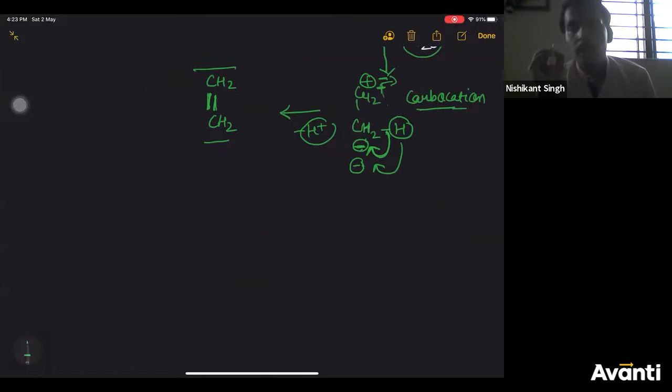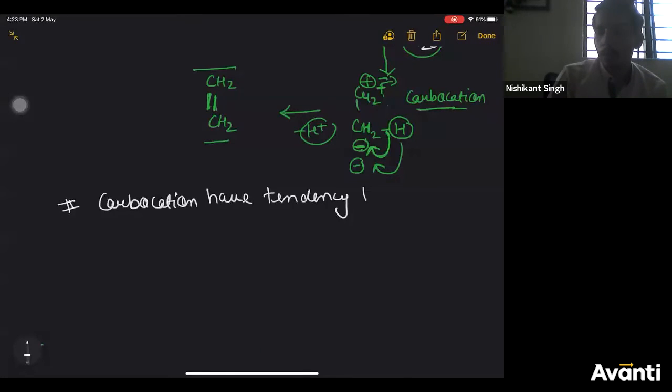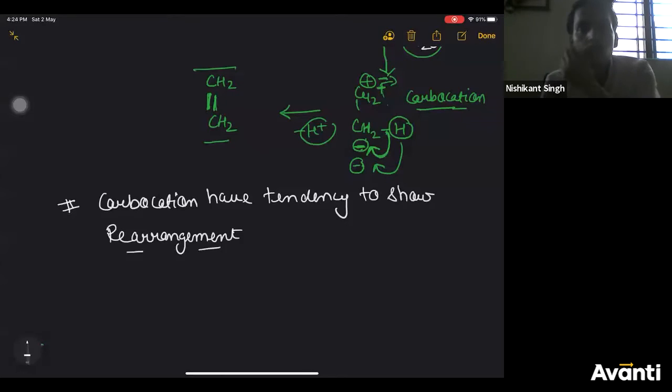Now, students, the most important part of this reaction, I'm writing it here. That is: carbocation have tendency to show rearrangement. Carbocation have tendency to show rearrangement. That means carbocations always rearrange themselves.